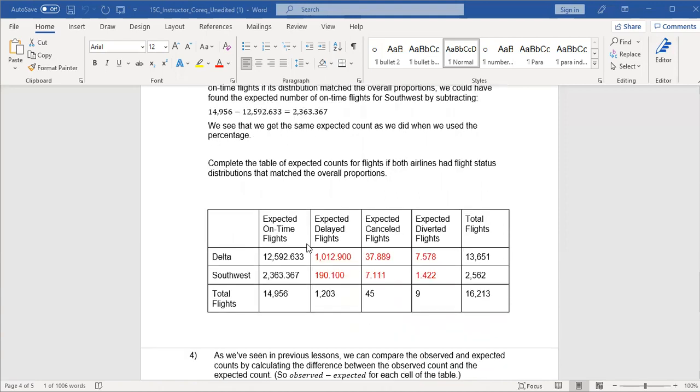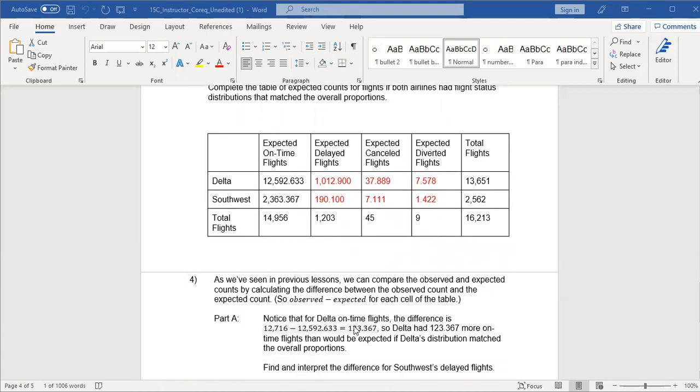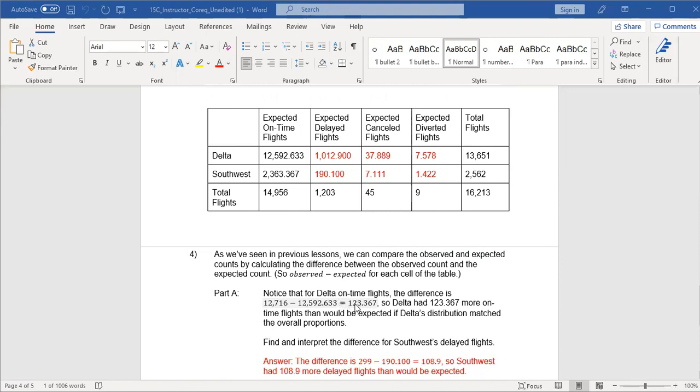Okay, so the number is 123.367. So Delta had 123.367 more on-time flights than would be expected if Delta's distribution matched the overall proportion. Basically, when you get the difference, if it is a positive number, you have more on-time flights than what we would expect if Delta's distribution matched the overall proportion.